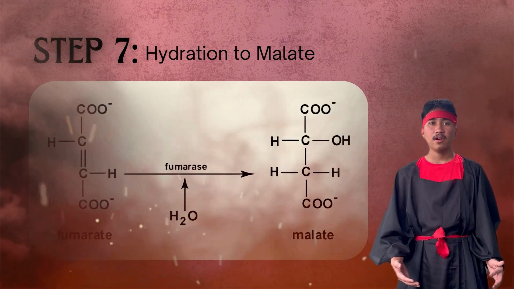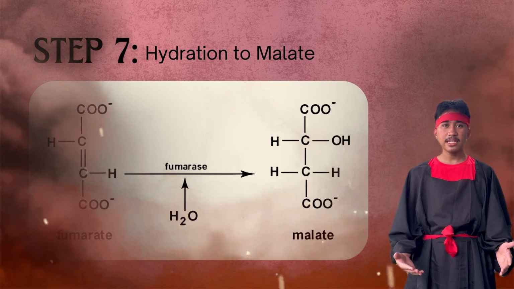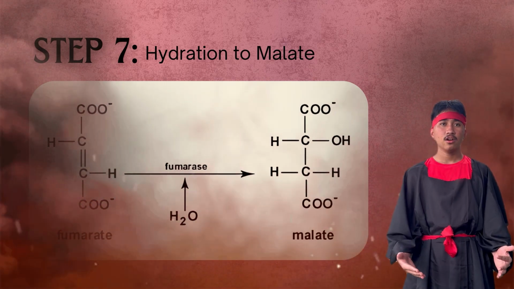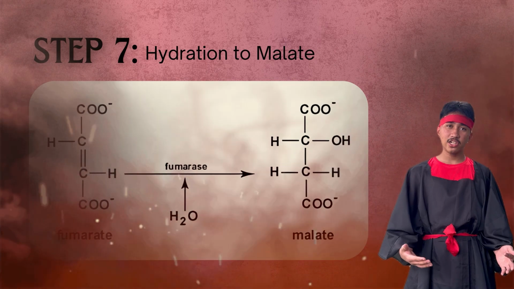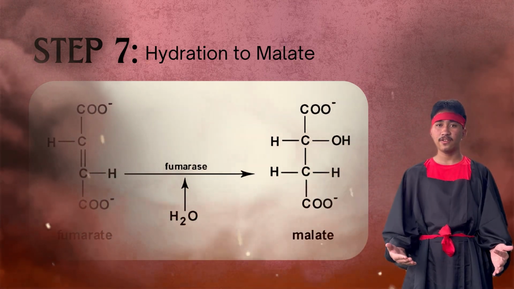Next is the seventh step, hydration to malate. Fumarate undergoes hydration, meaning a water molecule is added to it, forming malate. This reaction is facilitated by the enzyme fumarase, setting the stage for the final step.